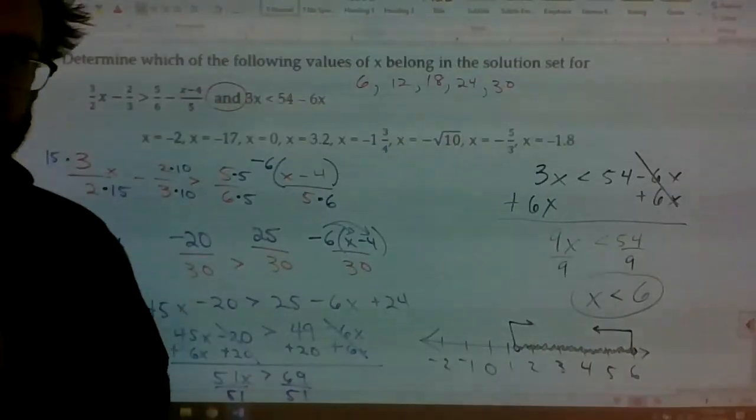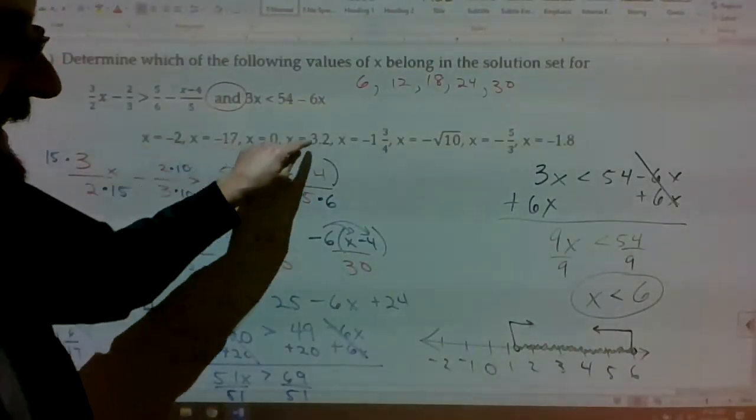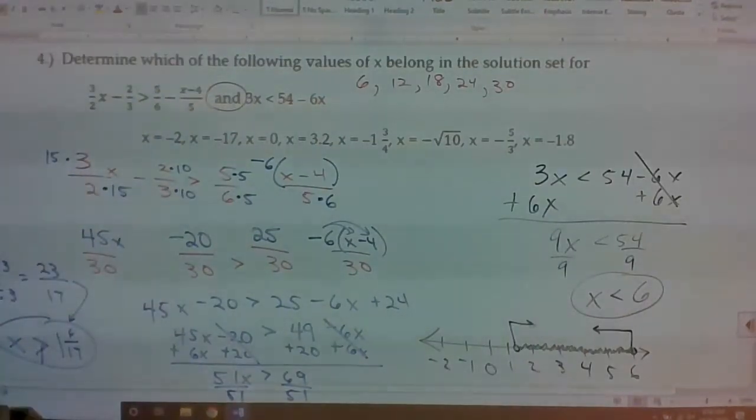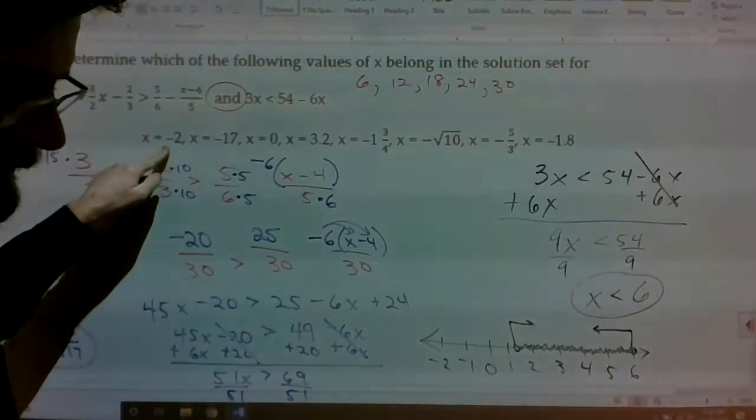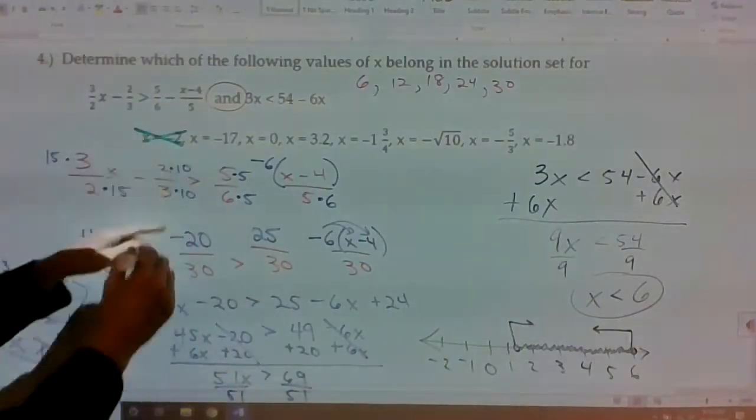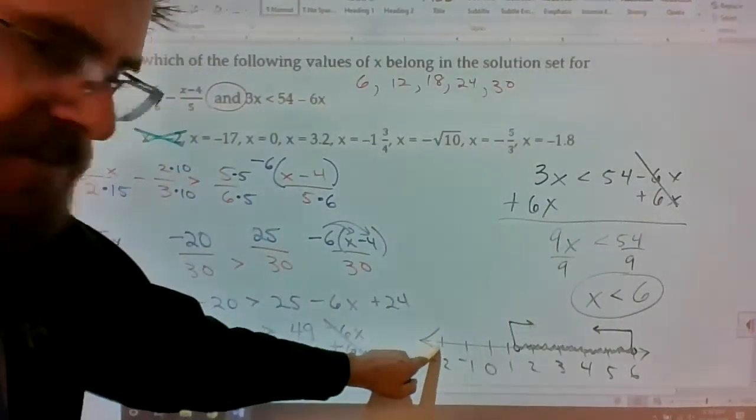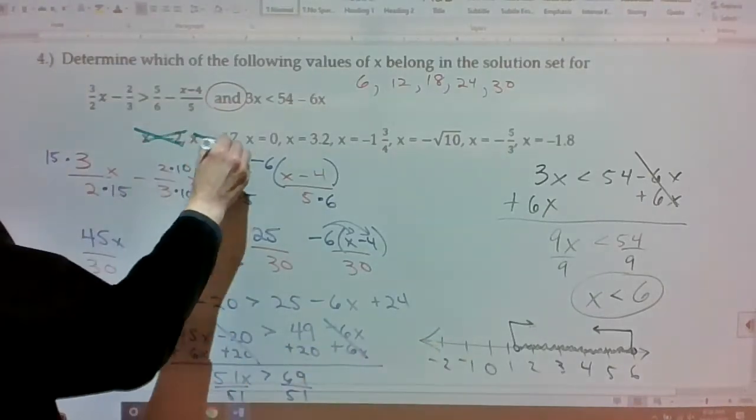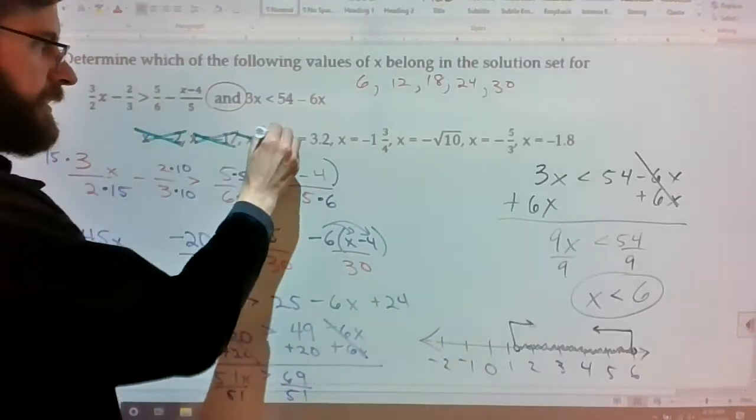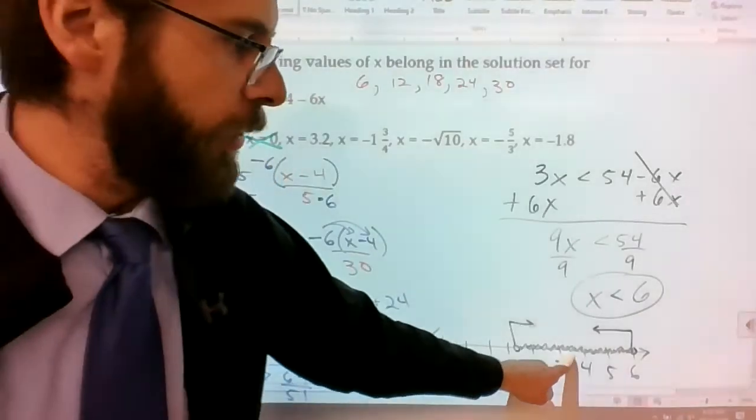So my question is, which of these lives inside of that shared space? How about -2? -2 is out of bounds. How about -17? -17 is way over here, out of bounds. How about 0? Out of bounds. 3.2. Finally, we got one.